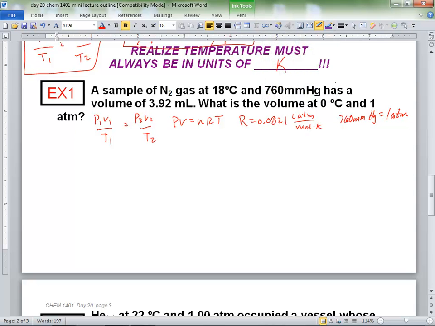A sample of nitrogen gas at 18 degrees Celsius and 760 millimeters of mercury has a volume of 3.92 milliliters. What is the volume at 0 degrees Celsius and 1 atmosphere?